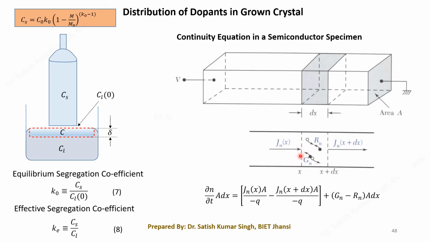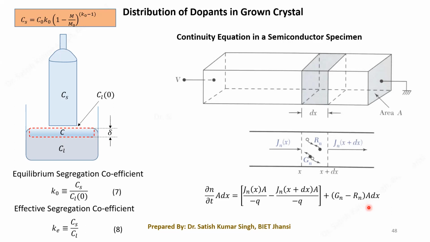Similarly, we have considered Gn, net thermal generation or photo generation of the charge carriers, as a positive sign, and then we are considering the net recombination as the negative sign. So let us say this is the net recombination rate, and then we have to multiply it through this particular volume. So this way we can have our continuity equation. Fine. So this is what we have written for our semiconductor piece.